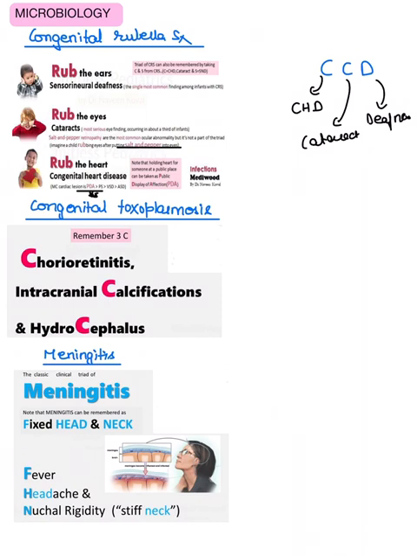Now coming on to the next one, that is congenital toxoplasmosis. We know that toxoplasmosis is caused due to Toxoplasma gondii. It is transmitted due to cats. So there are 3 C's: chorioretinitis, intracranial calcification, and hydrocephalus.